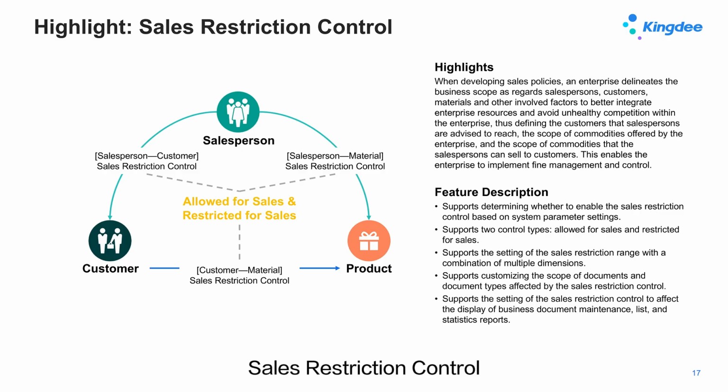Sales restriction control. To better integrate enterprise resources and avoid internal competition, the enterprise can define and control the scope of permitted sales targets so as to achieve refined management.